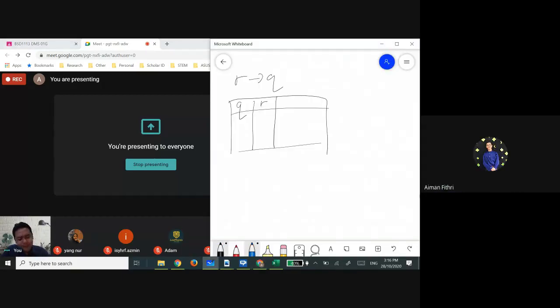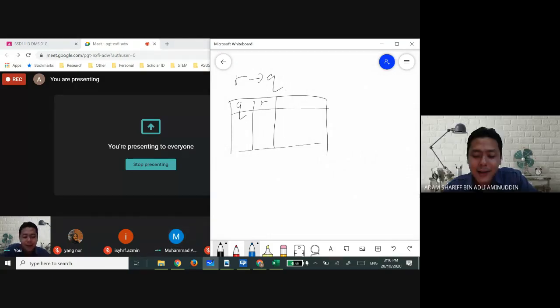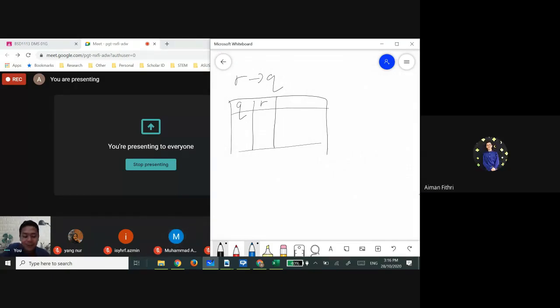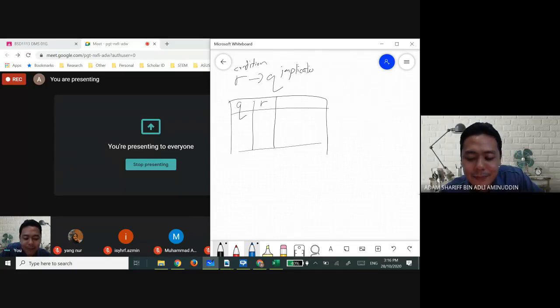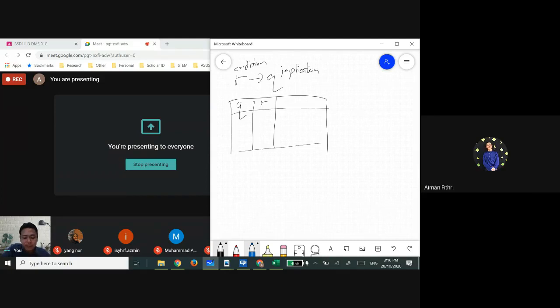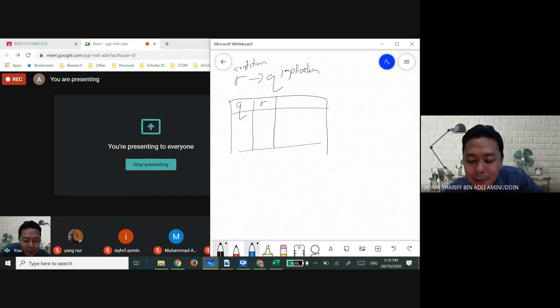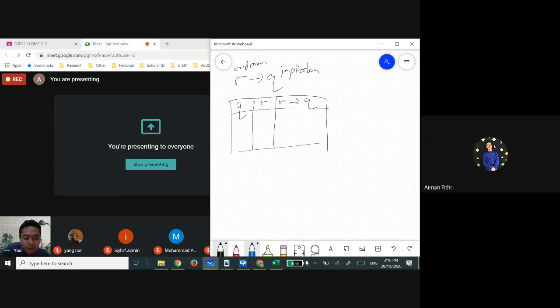Cuba try habiskan dulu. Sir, apa yang jadi hipotesis? R ke Q? Q kan? Q, sebab dia arrow to Q. So kita ambil jawapan Q. Dia punya answer, condition. Inilah implies, implication dia atau conclusion dia. Kita ambil implication kan, jawapan. Kita ambil dua-dua lah.